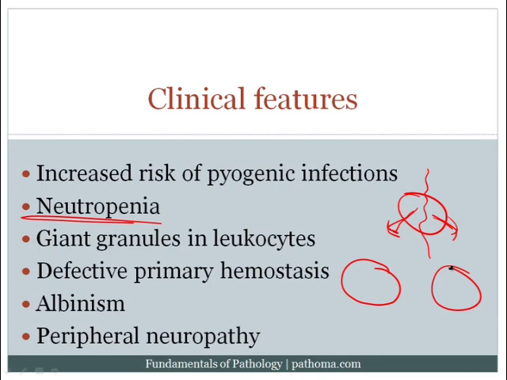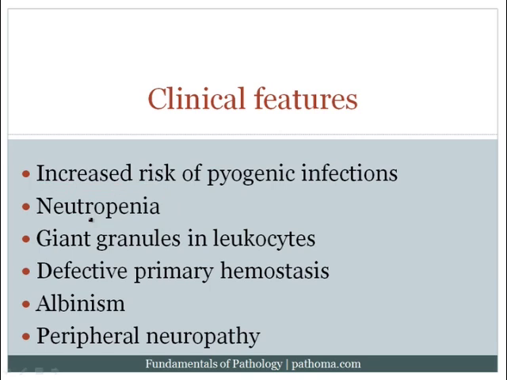However, if you're not able to move things around properly, you're not going to be able to divide properly, and therefore, because the neutrophils can't divide properly, there's a defect in generation within the bone marrow of neutrophils, and so these patients get neutropenia. Another problem that's going to occur is that the patients get giant granules in their leukocytes. Now let's go back. The granules within the leukocytes and the neutrophils particularly are actually produced from the Golgi apparatus.